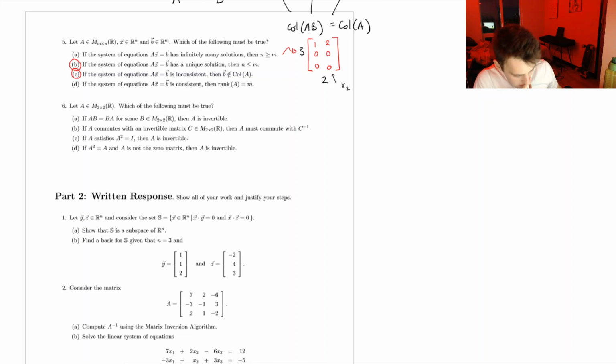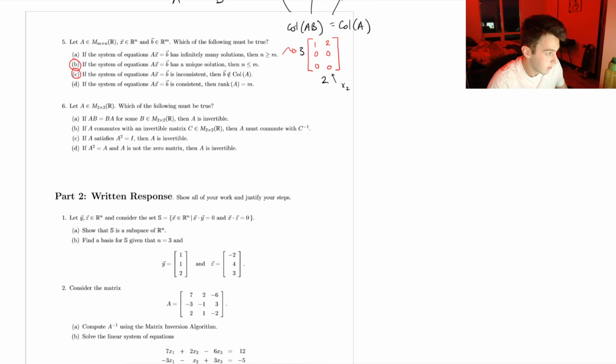5d, if the system of equations Ax equals b is consistent, then the rank of A must be equal to the number of rows. And this is not true. We know that the rank of A could be less than the number of rows, and we could still have a consistent system. So 5d is not correct.